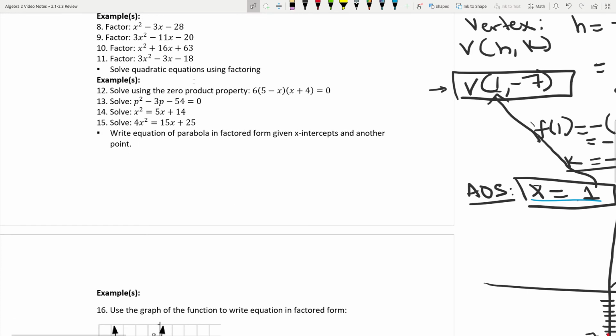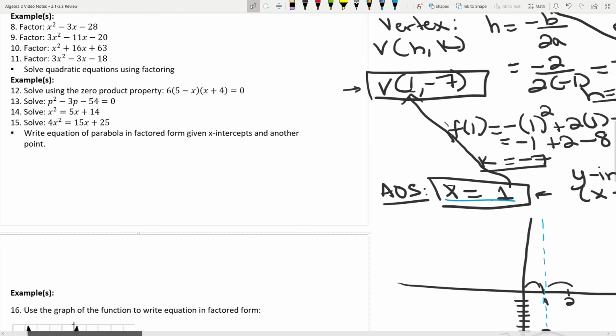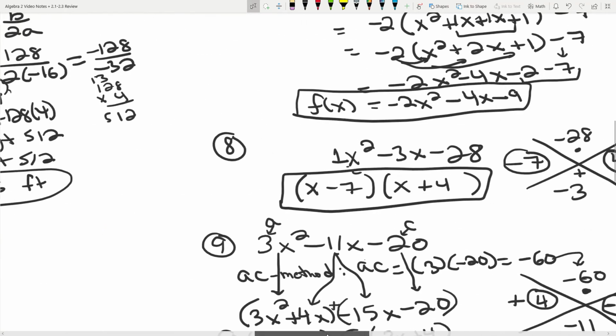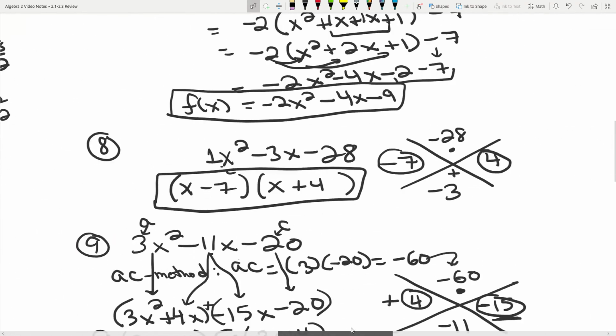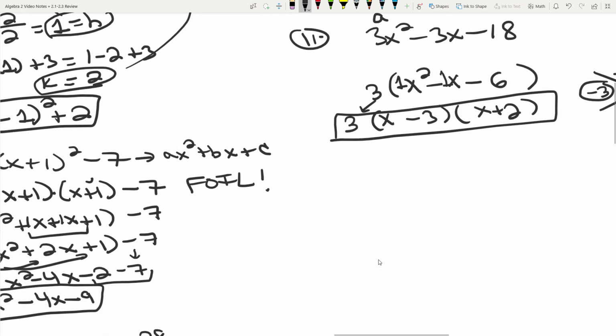So now we want to solve quadratic equations using factoring. So let's do number 12. Solve using the zero product property. So we got 6 times 5 minus x times x plus 4. And that is equal to 0.